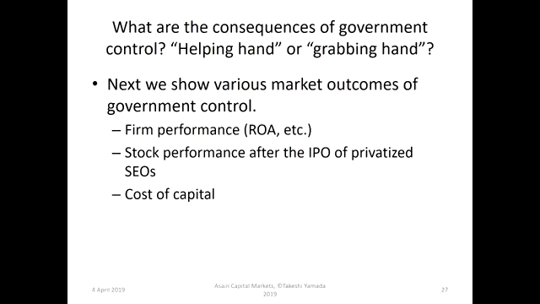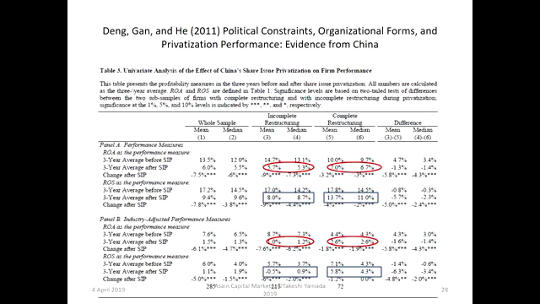So then the question is, what happens to these companies? So what we're going to see is the performance. Okay. So you can say that we are looking at helping hand or grabbing hand. Okay. So we first look at firm performance, like return on asset and other performance measures, and we also look at the stock performance after the IPO of privatized firms. And then we also look at the cost of capital. Okay. So these results are coming from different research papers. So let's look at this one.